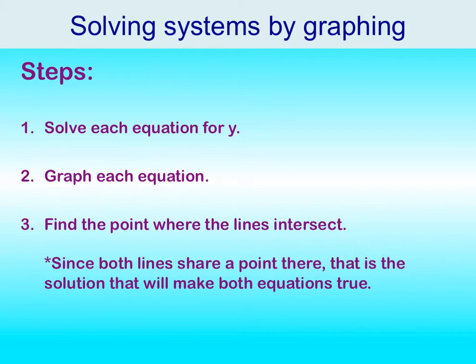Okay, here are your steps for solving systems by graphing. Step 1 would be to solve each equation for y. If we're going to graph, we need slope-intercept form. Step 2, graph each equation. And then step 3, find the point where they intersect and label your point. If they never do, you would say no solutions. If it's the same line, you would say infinitely many.